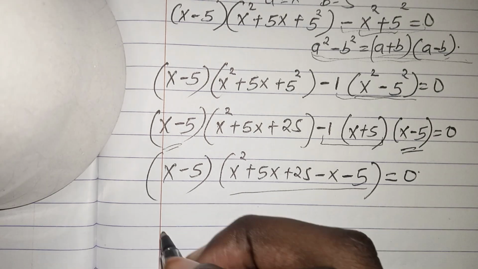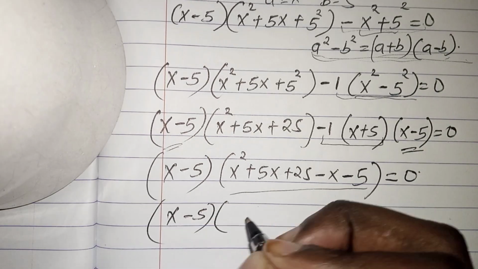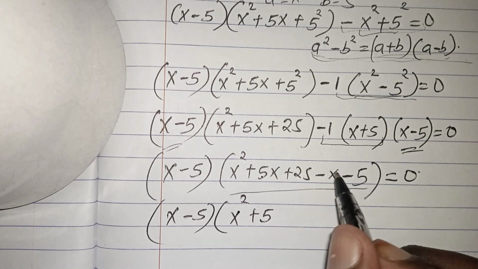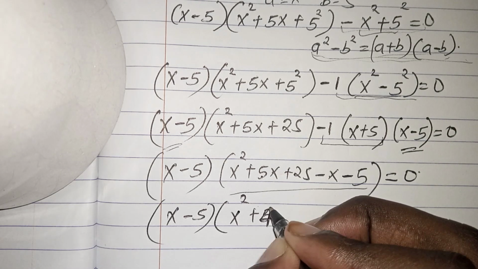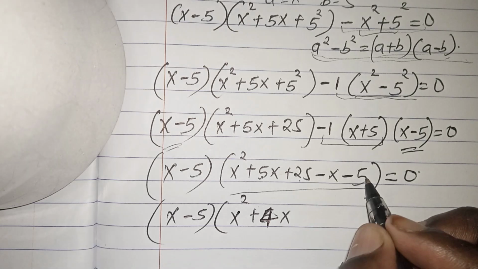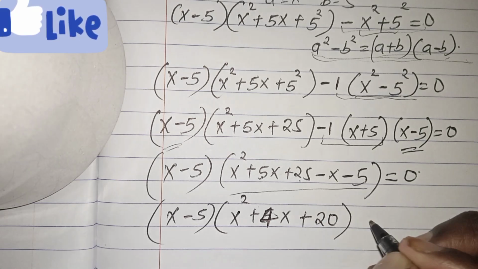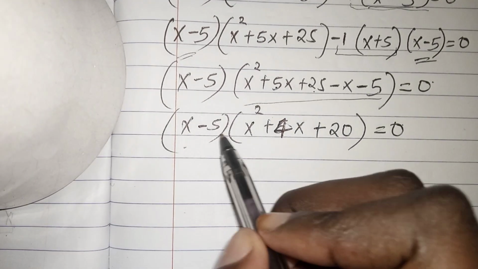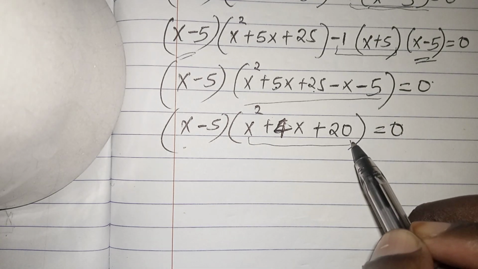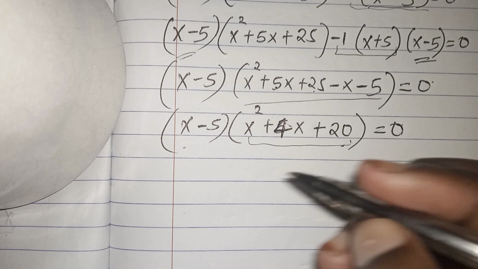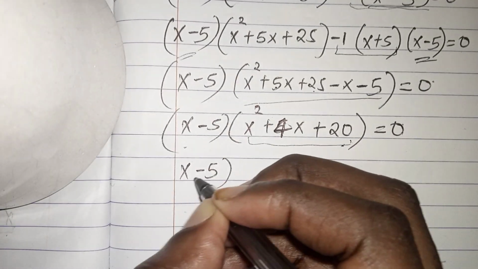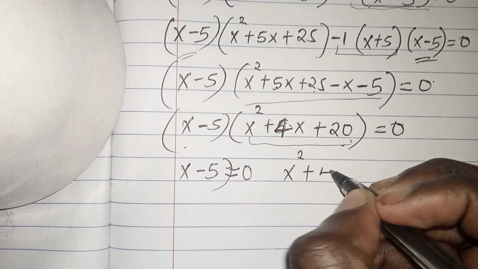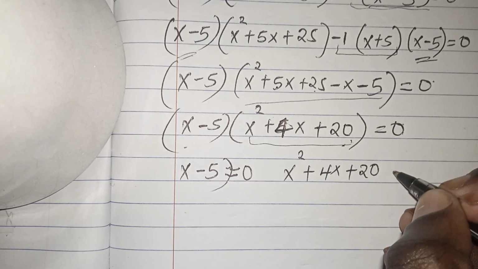So let us solve this. X minus 5 bracket x squared plus 5x minus x, so this will be 4x, 25 minus 5, so this will be plus 20 is equal to 0. So we'll have two solutions. X minus 5 is equal to 0, and then this quadratic equation here, we are equating it with 0. X squared plus 4x plus 20 is equal to 0.